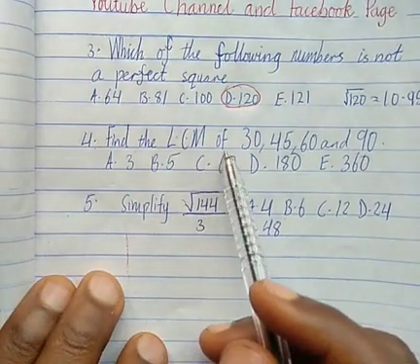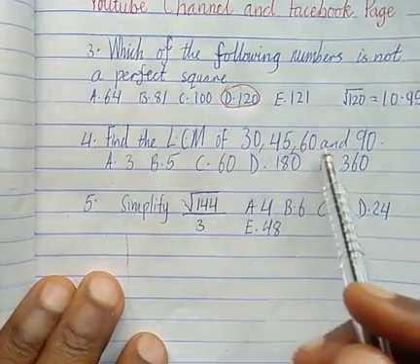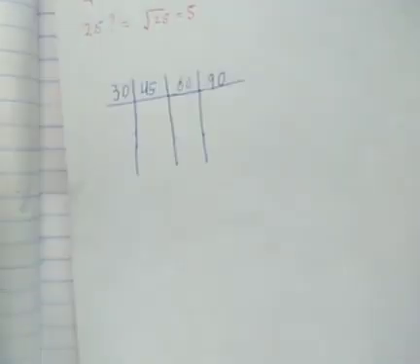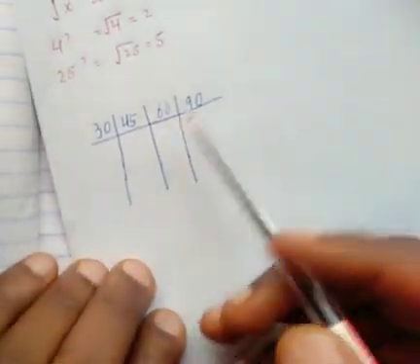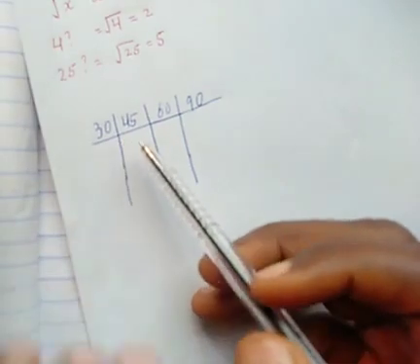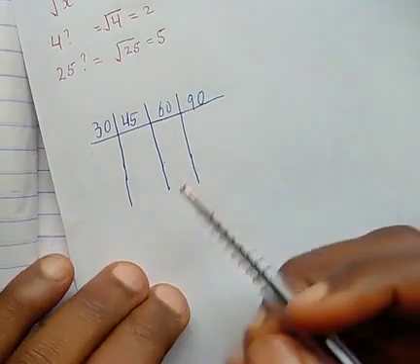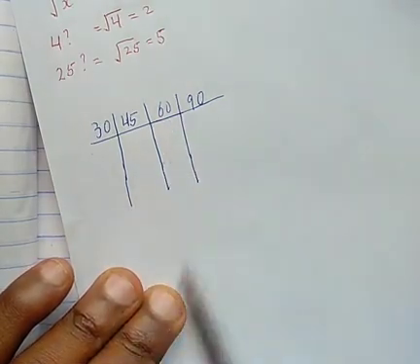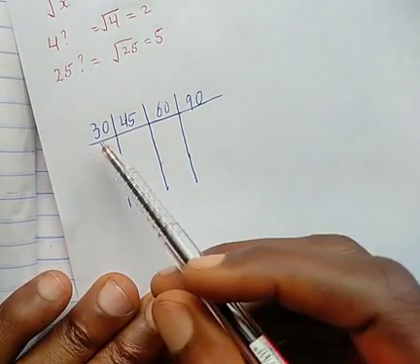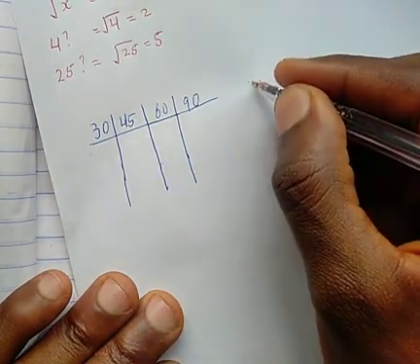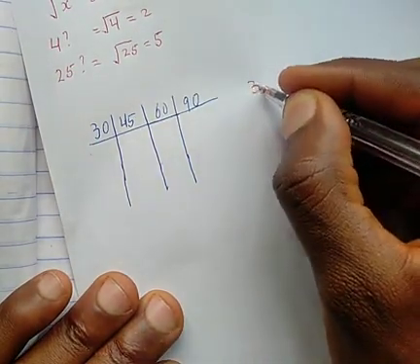Find the LCM of 30, 40, 60, and 90. So we are going to use this method. Let's create a table. As you have here, we have 30, 45, 60, and 90. To go about this, we are going to look for the least common divisor that is a prime number, because if we use a prime number, we are going to avoid repetition.